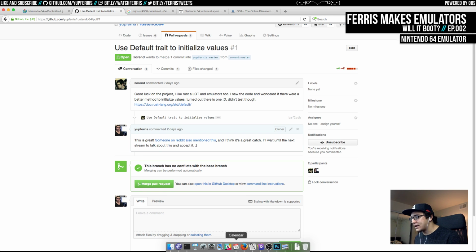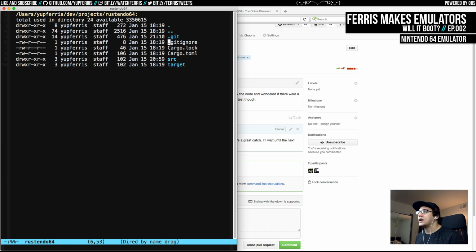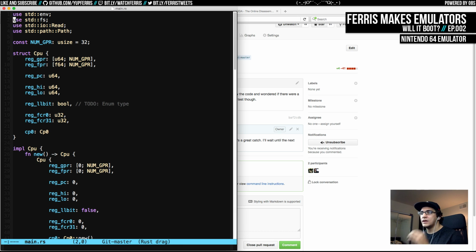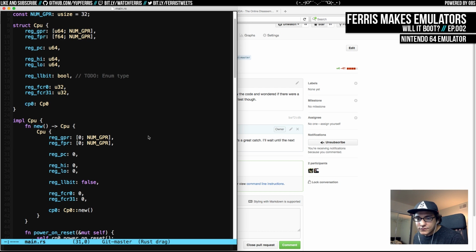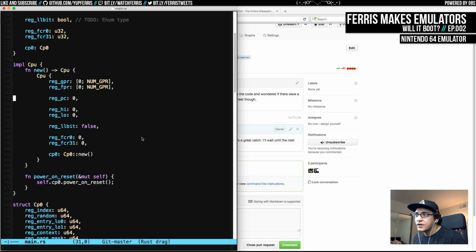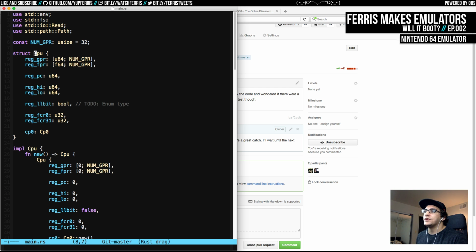So if we look back at the code, let me just open this here. We didn't get that far, so there's not that much code. In particular, here. In this case, we have this CPU structure here, and it just has a bunch of the registers on it. That's all it is right now.